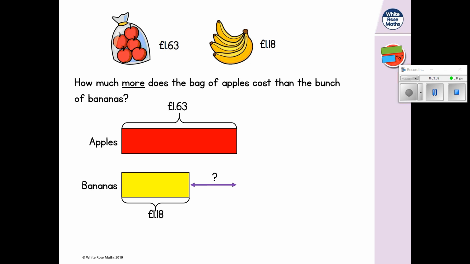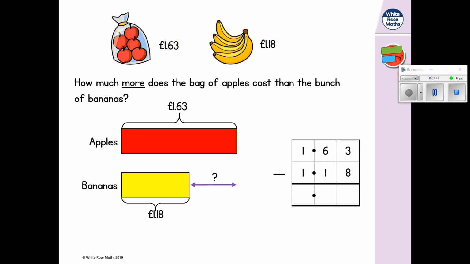Looking at the bar model, it's clear that we're finding the difference, so we need to perform a subtraction. £1.63 subtract £1.18. First, let's look at the hundredths. We need to do 3 hundredths subtract 8 hundredths. When we were using counters, this wouldn't be possible, so we need to perform an exchange. We need to exchange 1/10 for 10 hundredths. This would leave us with 5/10 and 13 hundredths.